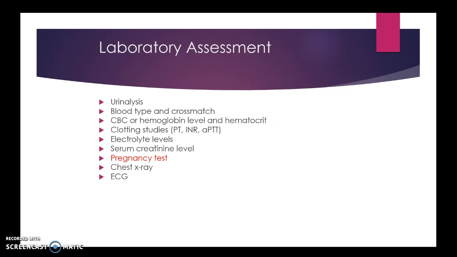Labs, so UA, you can do a blood type and cross match. You might see a CBC or hemoglobin level, trying to get a baseline for that. Clotting studies, of course, for PT, PTT, INR, and maybe even an anti-Xa, depending on what kind of meds this patient's on. But you want to make sure that this patient's going to actually stop bleeding after you cut into them. Electrolyte levels, you don't want to have any seizures on the table, and so we monitor those. We don't want any heart arrhythmias either. Serum creatinine, looking at kidney function.